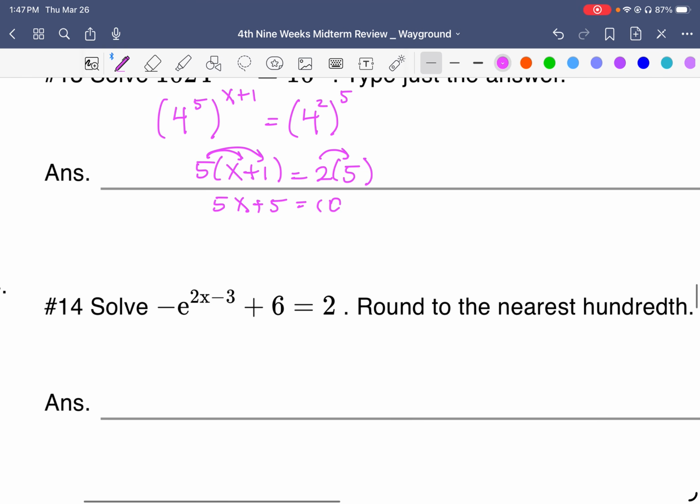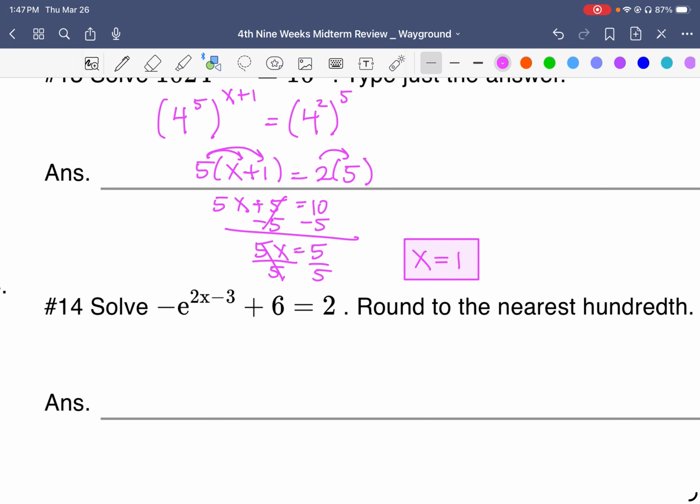Now we just need to isolate x by getting all the x's on one side and the numbers on the other side. So I'm going to be doing reverse PEMDAS. I'm going to subtract 5. That gives me 5x equals 5. Then I'm going to divide by 5, and we get that x equals 1. Okay, so I'm going to box that in.